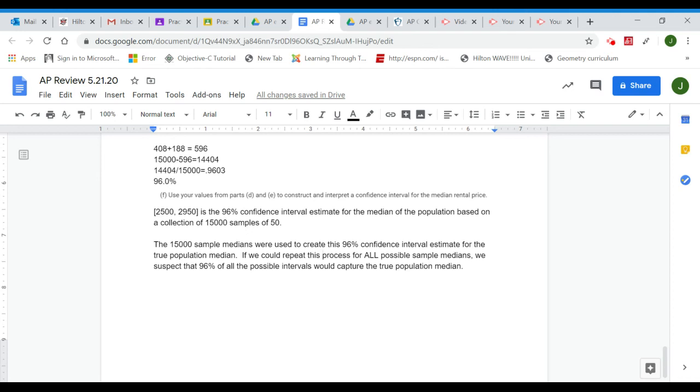Yeah, I'm pretty confident in this. This is how we would do it if it was a mean. If we could repeat the process for all possible sample means, is usually what we do. We would predict that 96% of all the possible intervals would capture the true population median. So I'm going to say that that's good enough. I've never seen that question before, so hopefully that is sufficient.